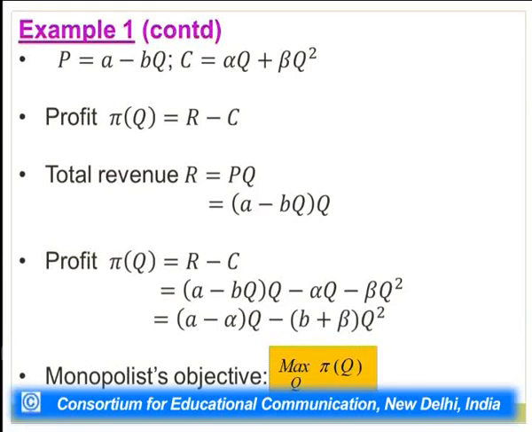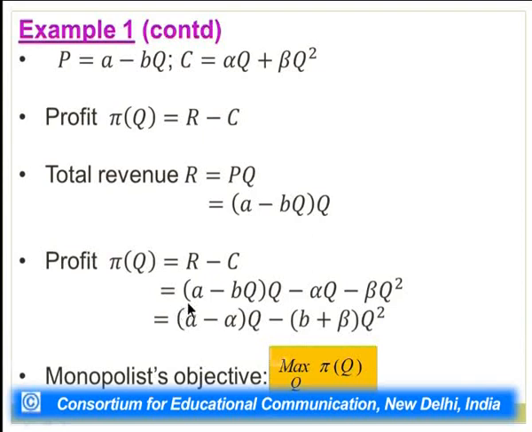Now what is total revenue? Total revenue is what the firm would receive from the sale of its output. If P is the per unit price, which is A minus BQ, and there are Q units of output sold, then the total revenue for this firm is R equal to P times Q, which is equal to (A minus BQ) times Q. And you already know the cost function, C equal to alpha q plus beta q square. So now we can calculate the profit for this monopolist firm, which is nothing but total revenue minus total cost.